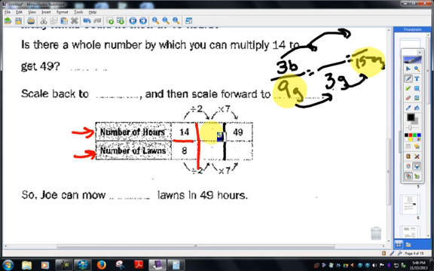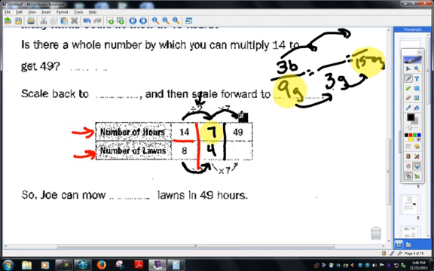And the first thing I notice is that 7 is a factor of both 14 and 49. So what would I have been doing to go from 14 to 7? Well, I would have been dividing by 2, as your notes say. Okay, so now we have to do the same thing here. Divide by 2 here, we get 4. So 14 hours and 8 lawns. You could also do 7 hours of work, and you're going to be able to mow 4 lawns.